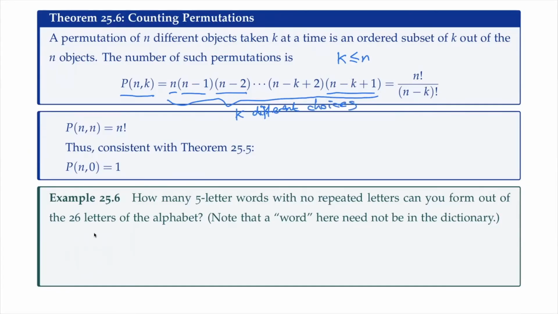So what happens when we actually try to calculate that? It turns out this is equal to n factorial on the top divided by n minus k factorial on the bottom. And this gives us the total number of permutations when we take k objects in a sequence out of a total of n possible objects.